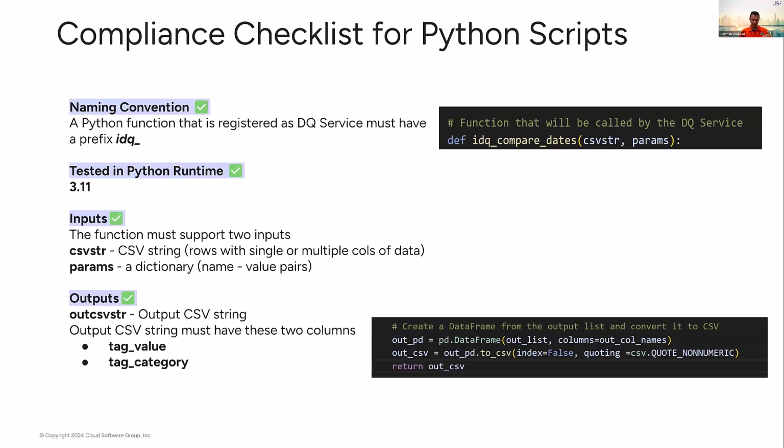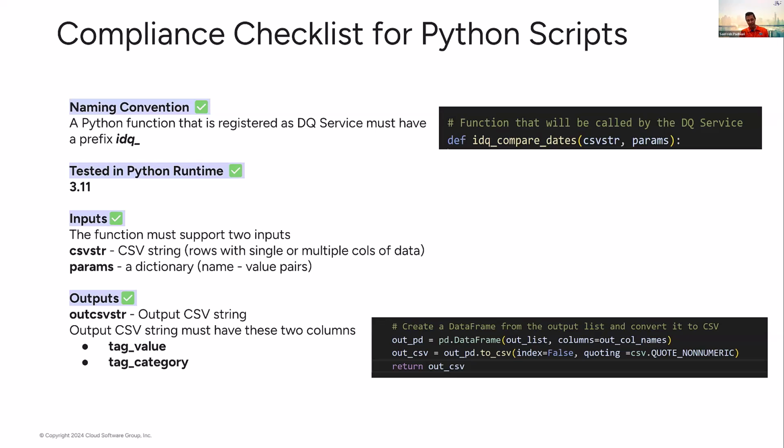One is a CSV string, and the second is called parameters. It's a dictionary, a name-value pair. This gives ultimate flexibility to your business users in how they want to compare. For example, if they want to create a rule with a less than or equal to comparator, that's what goes into the name-value pair. So this function absolutely needs this signature, with a CSV string and parameters, which is a dictionary.